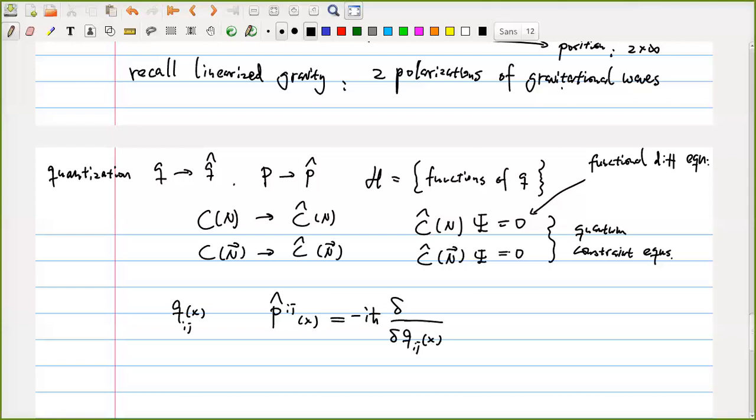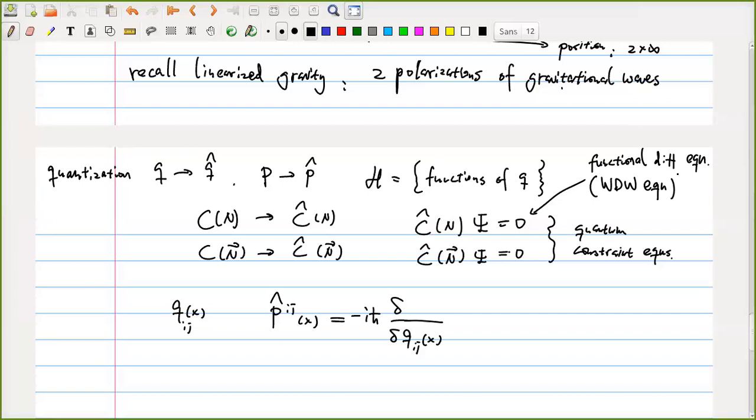You can imagine that an ordinary differential equation is sometimes already hard to solve, but when you have a functional differential equation defined on an infinite dimensional space, it is still super hard to solve. This functional differential equation, resulting from the Hamiltonian constraint, has a name. It's called the Wheeler-DeWitt equation, because Wheeler and DeWitt first discovered it. So this is usually called the Wheeler-DeWitt equation.